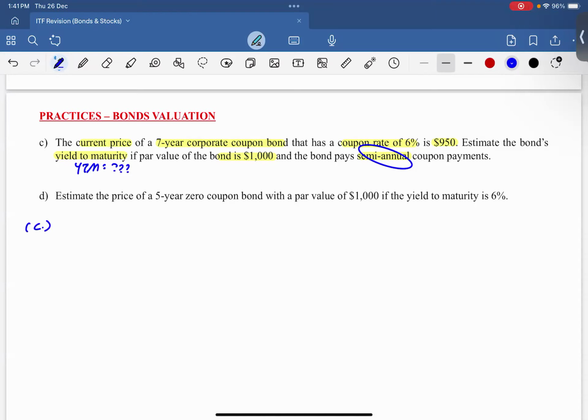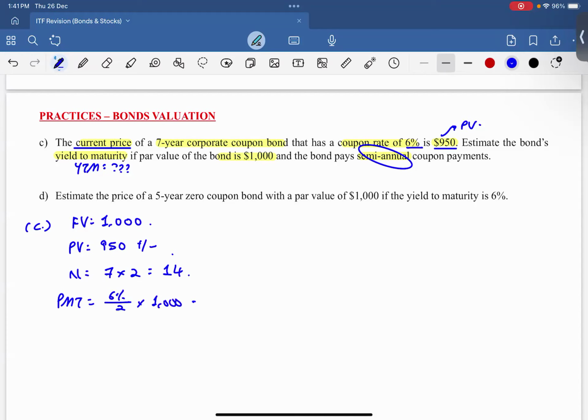Question C. For a bonds question, FV always equals 1,000. That's the par value of the bond. So present value is 950, because it's stated the current price of the bond is 950. And then the number of periods: 7 times 2 is 14 periods. Coupon payment is 6% divided by 2 times 1,000. So let's calculate. This one will be 30.